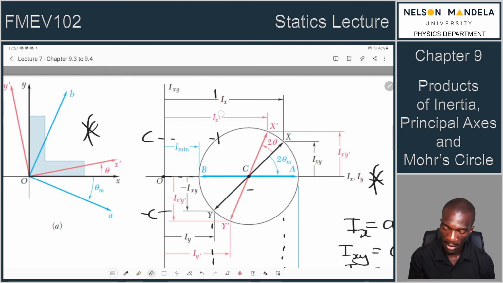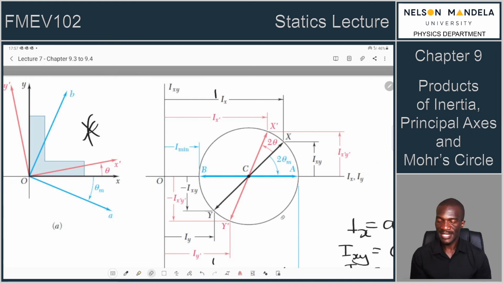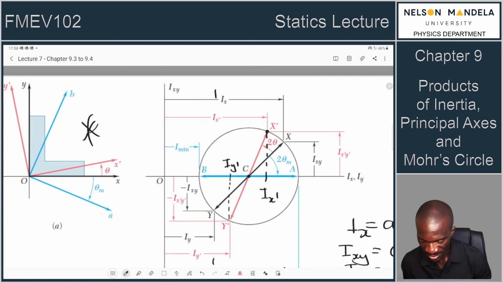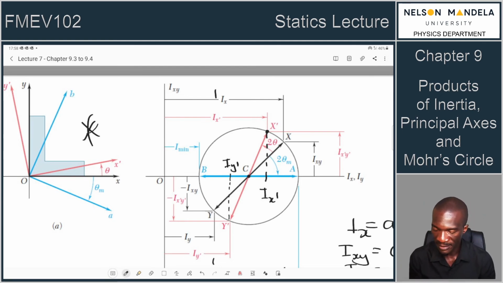So now that we have Mohr's circle shown like that, this is how we would interpret the moments of inertia of the new axis. Using point x, we just extrapolate downwards and we find the exact value of Ix prime. Same applies, using point y, we just extrapolate and we find the value of Iy prime. The same applies when we look at the principal axis.